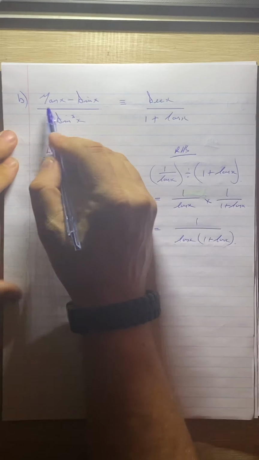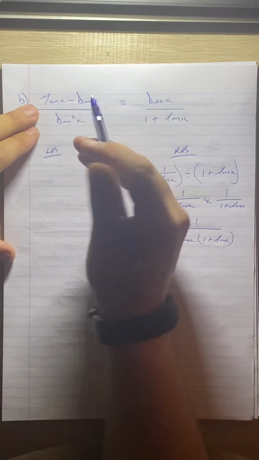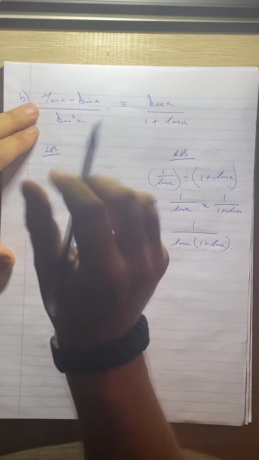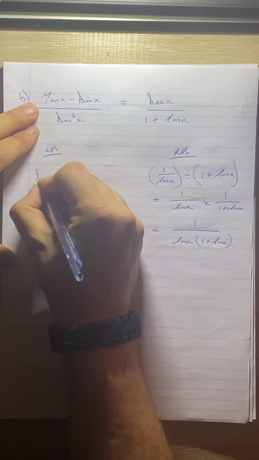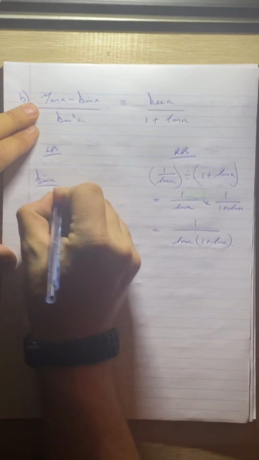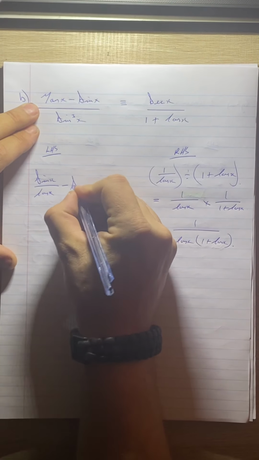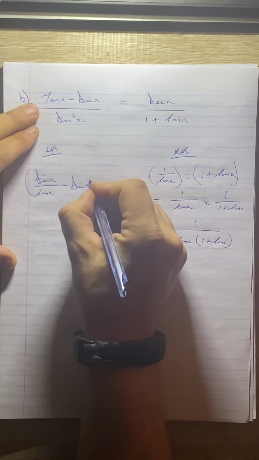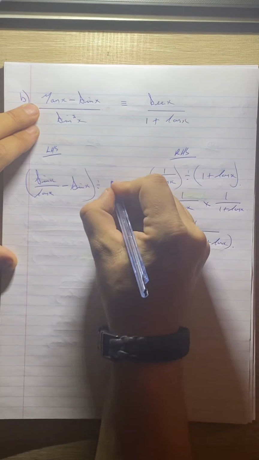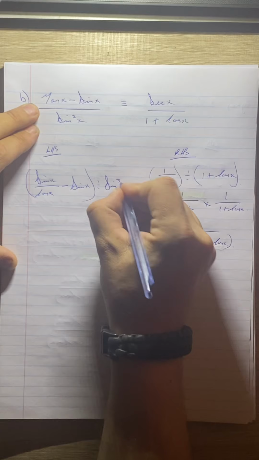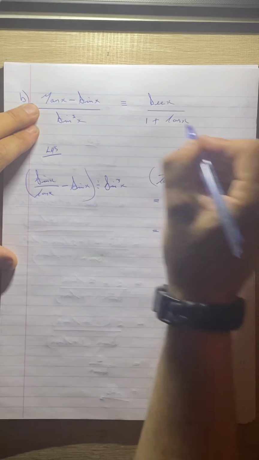So, tan x, change it to sine and cos, so that will become sine over cos. So we get sine x over cos x minus sine x. This was all divided by sine cubed x, okay?